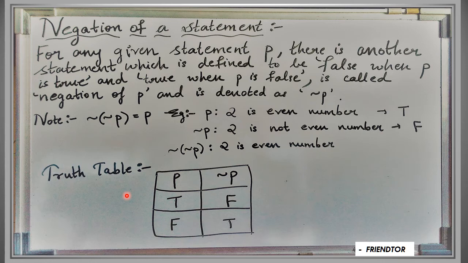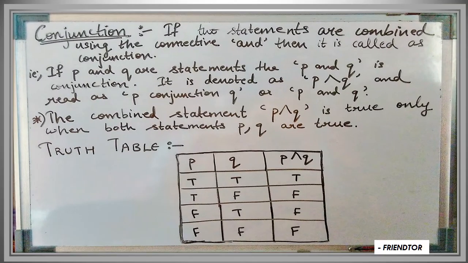Okay, so let's move on to the next logical connective. Conjunction. Conjunction means, if two statements are combined using the connective "and", then it is called a conjunction. So if P and Q are statements, then P and Q is a conjunction. It is denoted as P ∧ Q.